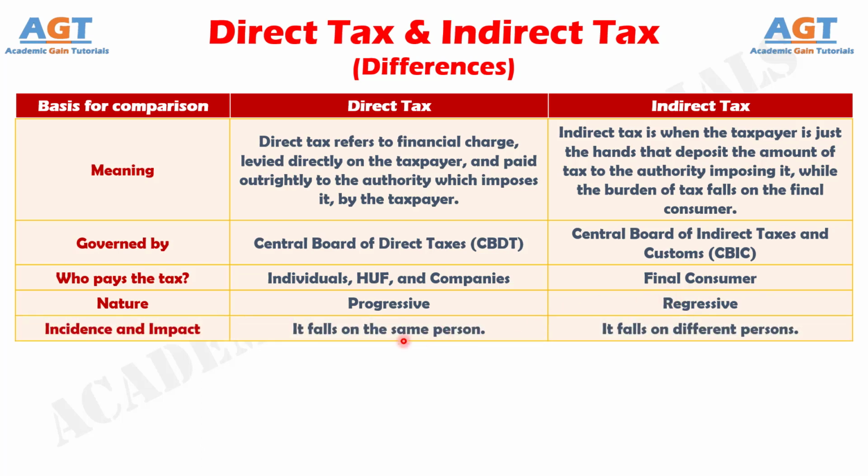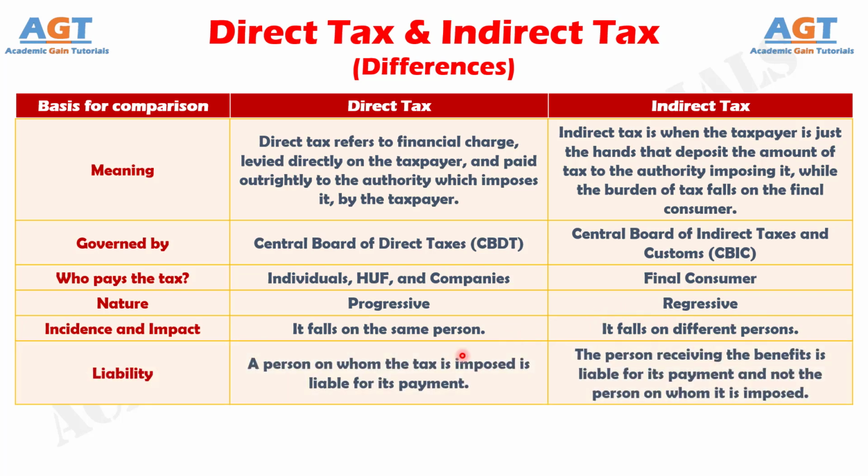Number 5. Direct tax is one in which the incidence and impact of the tax fall on the same person, whereas indirect tax is a tax in which the incidence and impact of the tax fall on different persons. Here incidence refers to the liability for the payment of tax, and impact means actual payment of tax.